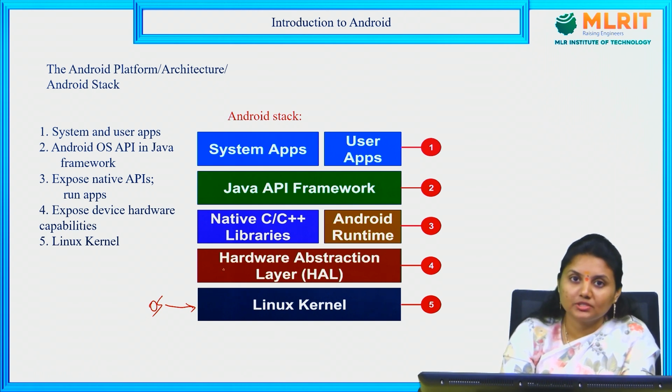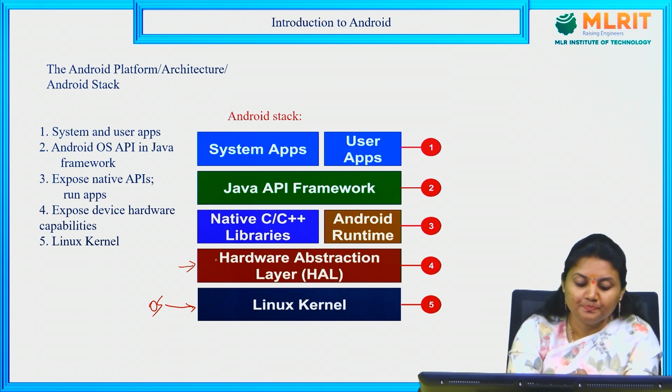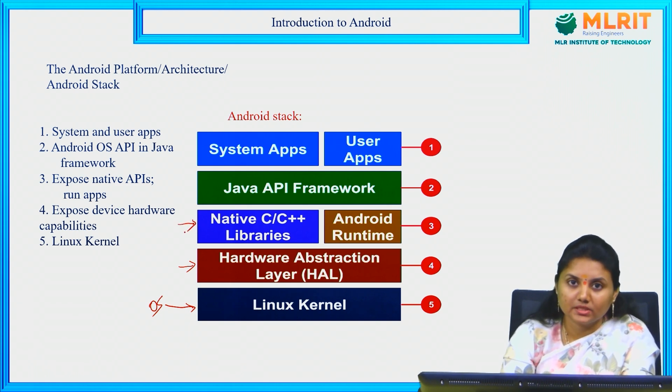Then the hardware abstraction layer. What are the different resources required, like Bluetooth and all that we connect? For that, what is required? It is an abstraction layer where peripherals and all can be connected. Then the native C and C++ libraries. For connecting to Linux and getting responses, you need different C and C++ libraries, for which we use this.